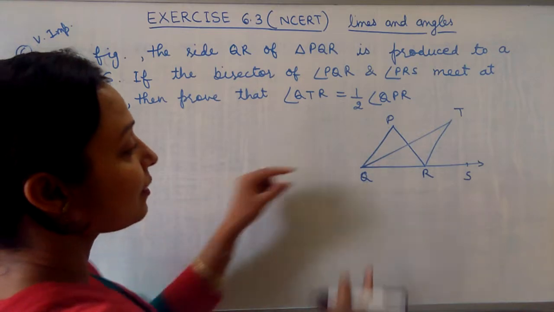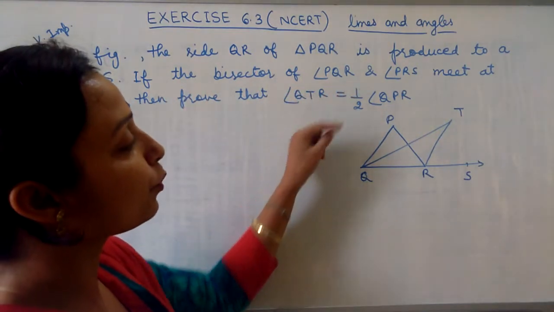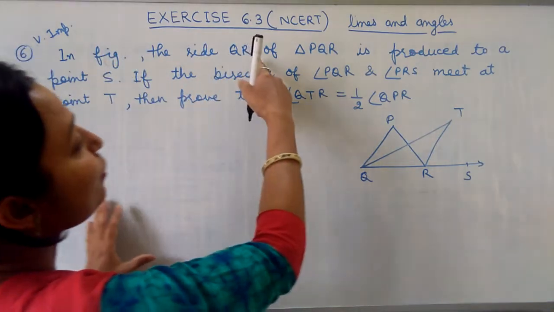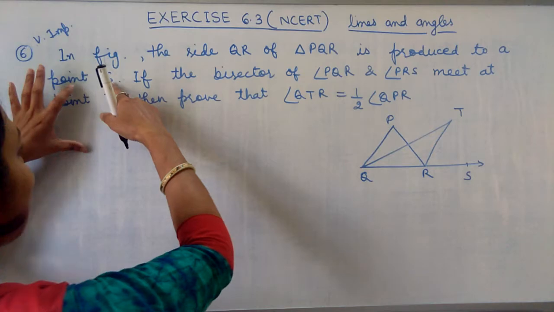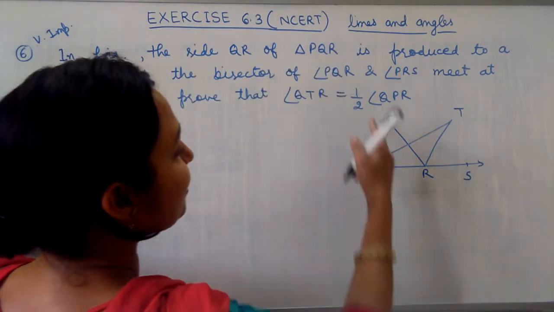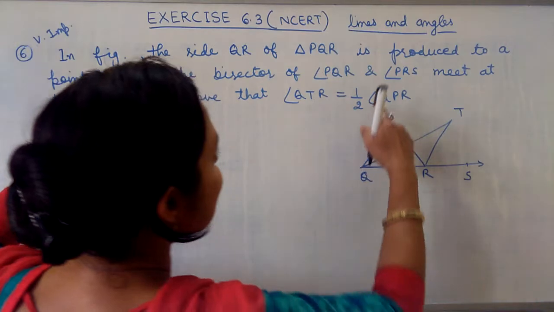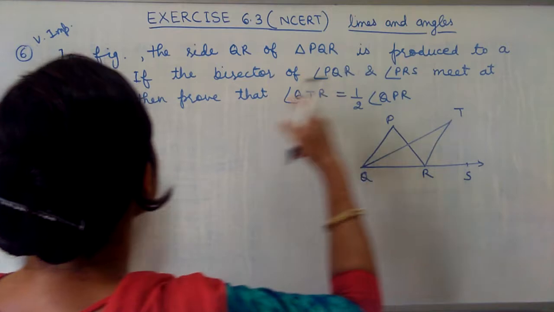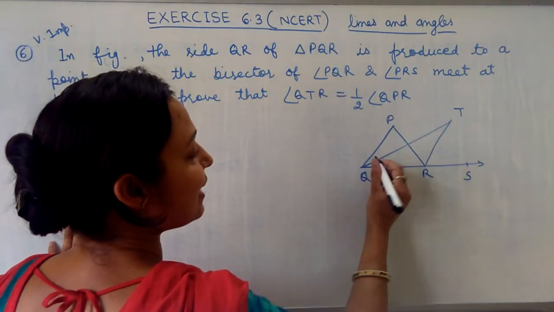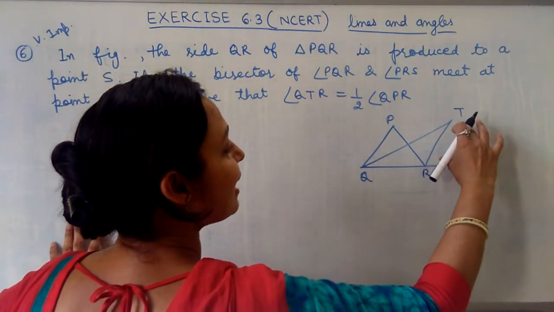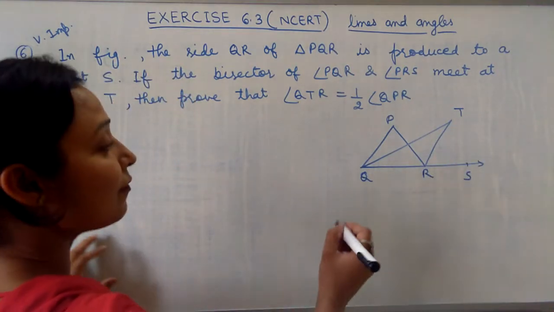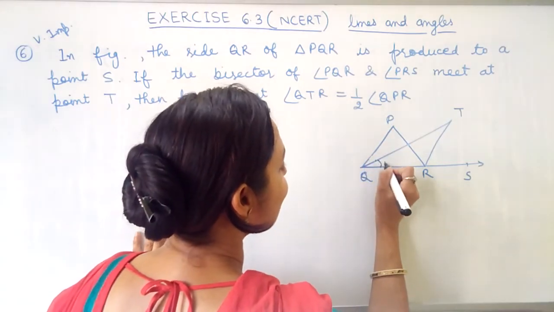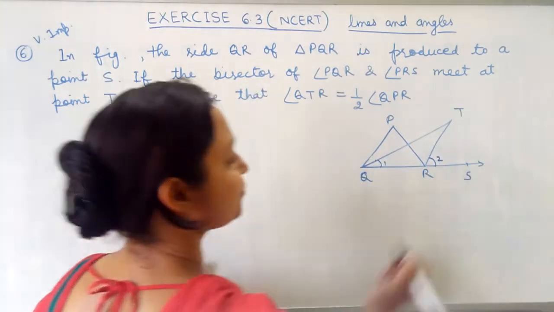Bisector means what? The side QR of triangle PQR is produced to S. If the bisector of angle PQR, this is a bisector, and of angle PRS, this is the PRS bisector, both bisectors meet at T. These two bisectors, TQ and TR, bisect the angles. So I will write this as angle 1, and this as angle 2.